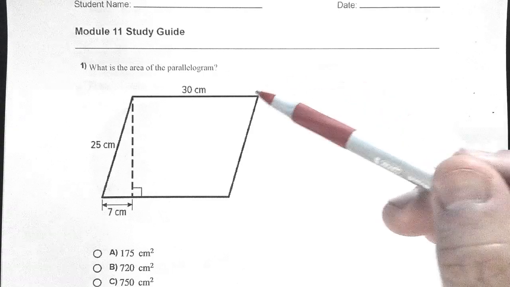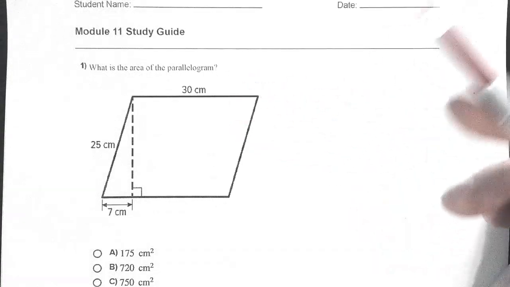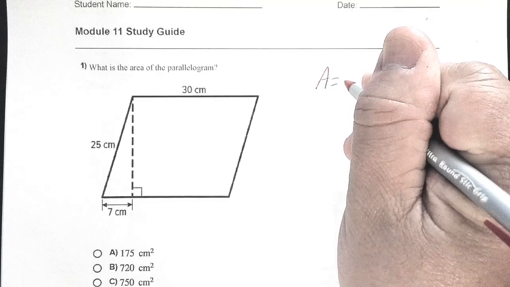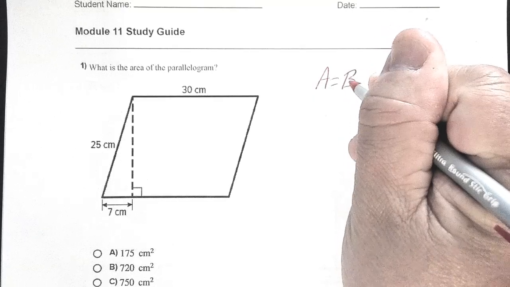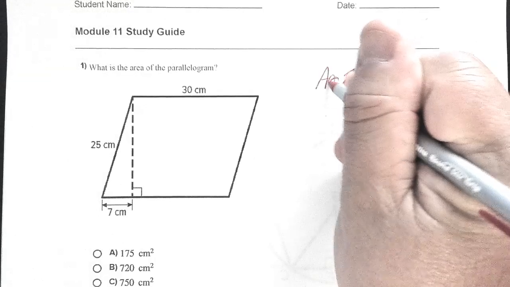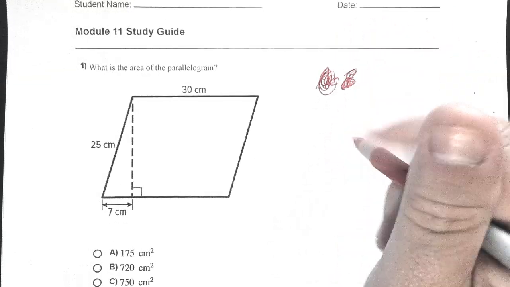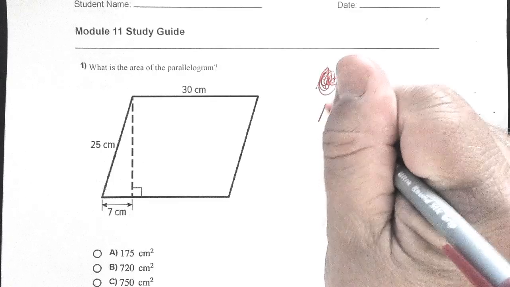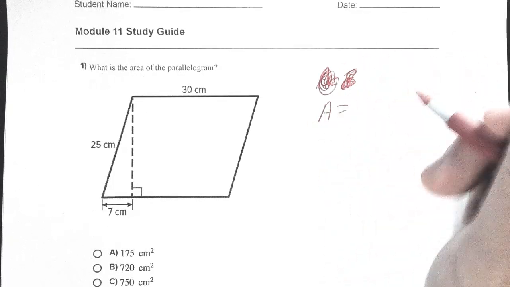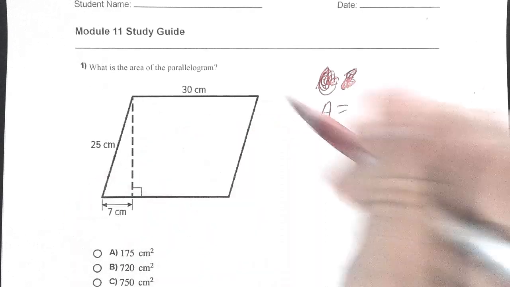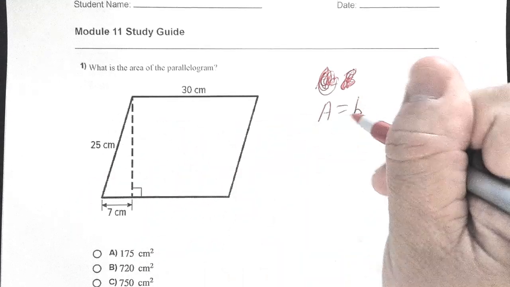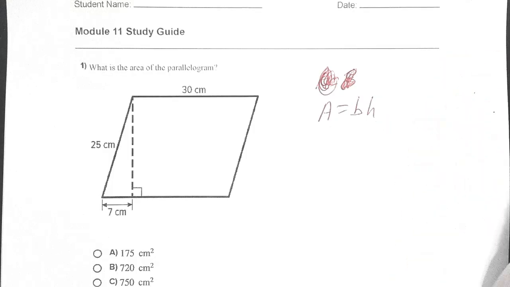Okay, all right, so number 1, what is the area of a parallelogram? The area for the parallelogram, we used to write capital B for base area, but it's not base area. It's not the base of anything, it's just the area of this shape here. But it is base times height.